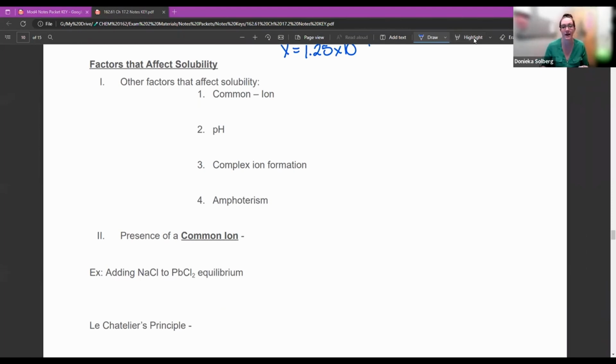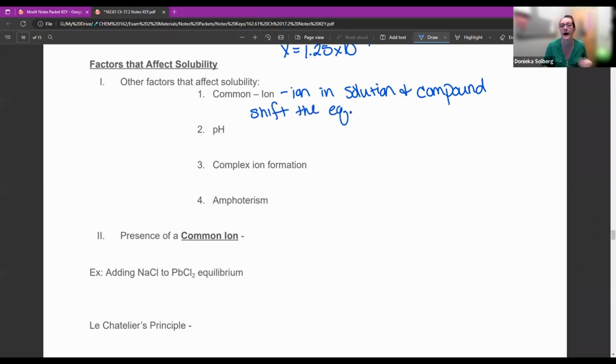So you can have what's called a common ion. If I was putting calcium fluoride into something and there was already fluoride in there, that is considered a common ion. So a common ion would be an ion in solution that is the same ion as in the compound that you're dissolving. And that's going to shift the equilibrium. It's like adding in a product that's part of that dissociation equation.